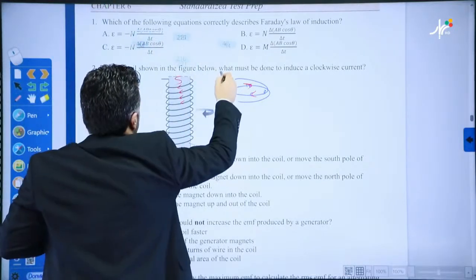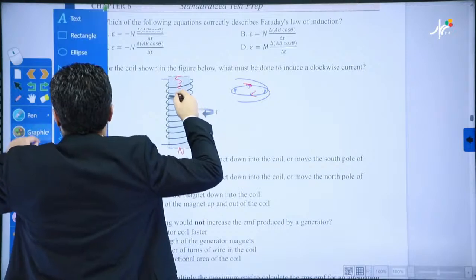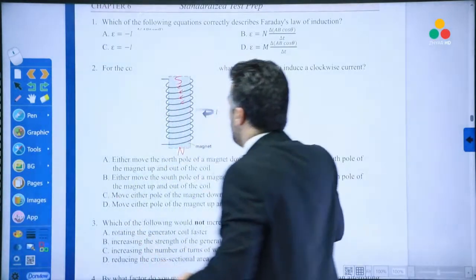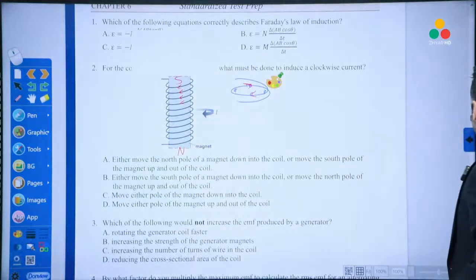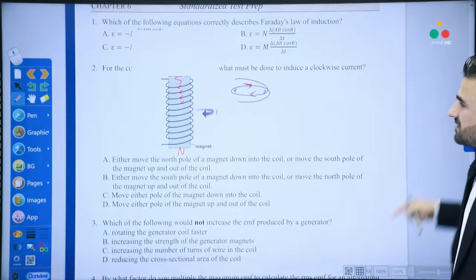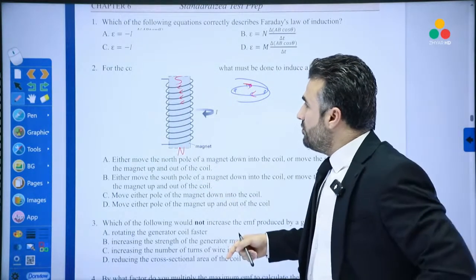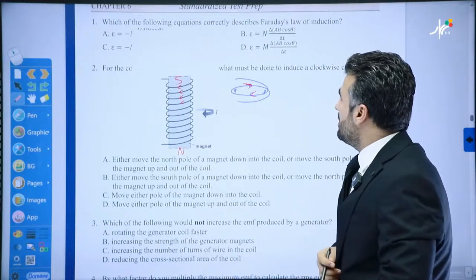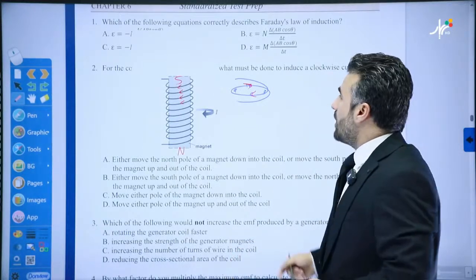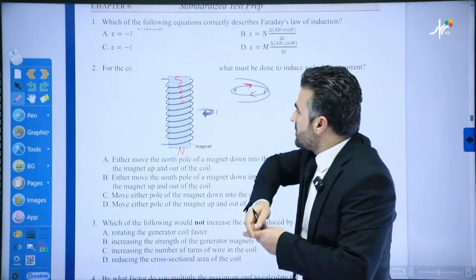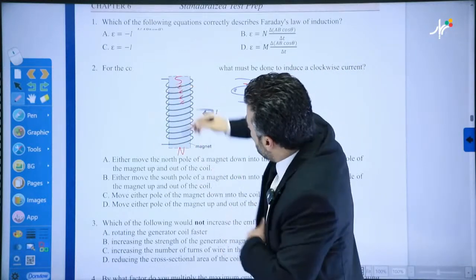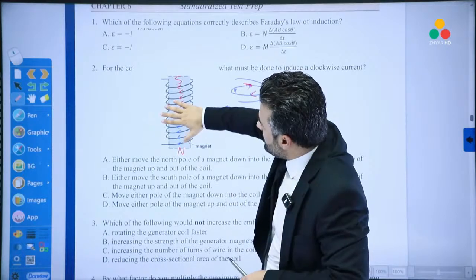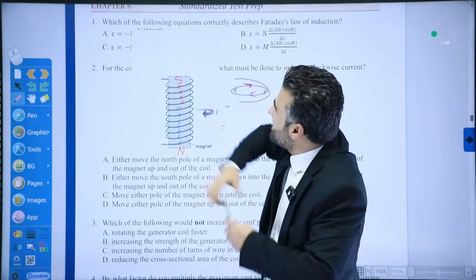So let's get this one over here and see the importance of this. Take a look. Now, what are the options that we have? What does it say? It says either move... So how can we do that, by the way? What must be done to induce a clockwise current? So here's the direction of the clockwise current, and if I do this, you can see this is the direction of the current all the way down. So this side is going to be north, the other side is south.